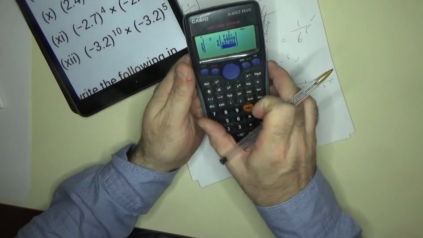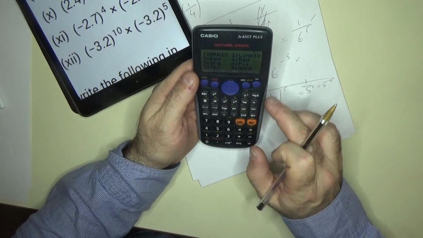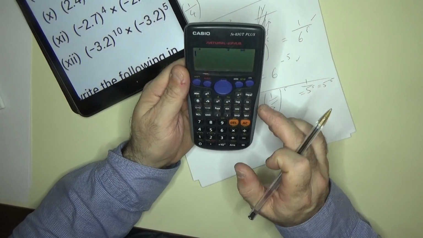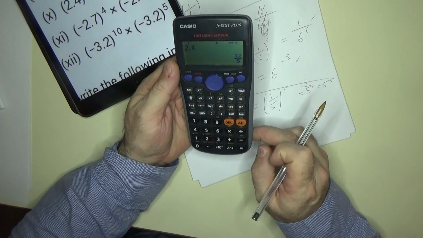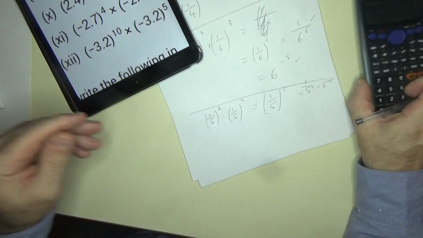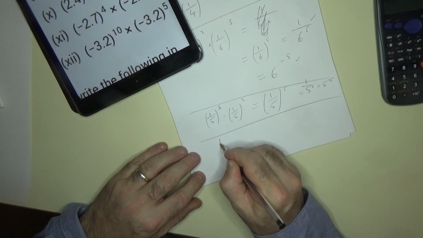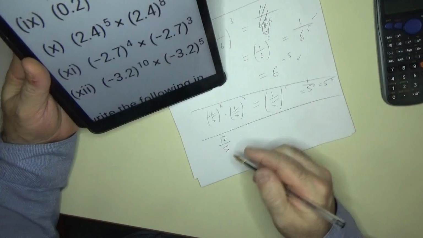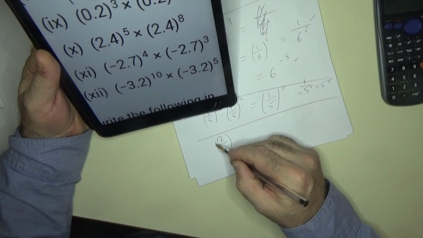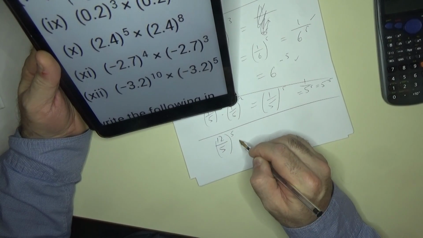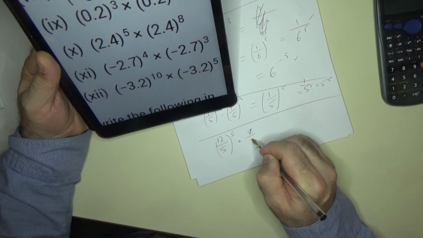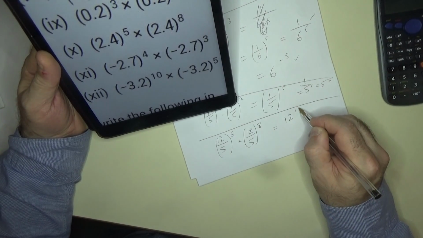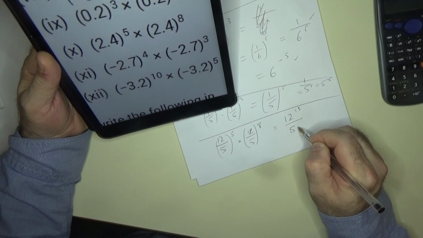Now 2.4, got your calculator. Remember, I'm in table mode here, so I'm going to bring her back to computation mode. I'm going to key in 2.4 and ask, what is it as a fraction? Well, it's 12 over 5, great. You like that way more. It's much better for calculations, 12 over 5. So I've got 12 over 5 to the 5 times 12 over 5 to the 8. Well, that's 12 to the 13 over 5 to the 13.